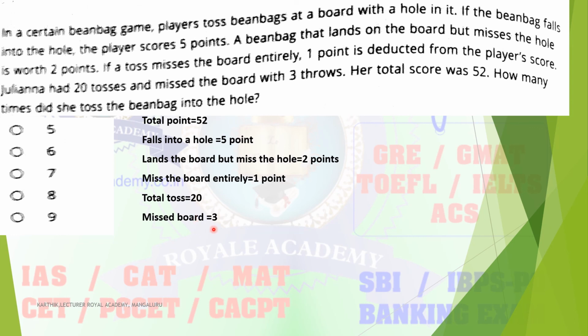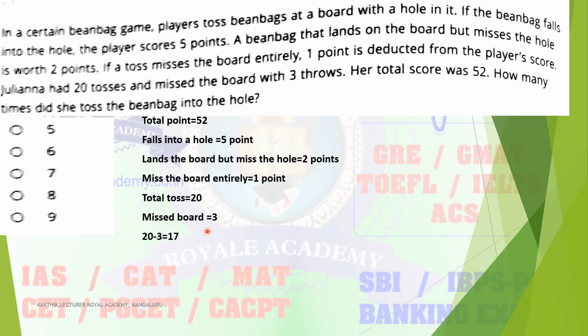Then miss the board is how much? 3 times. So how much score is deducted? 3 score. Why? Because 1 point is deducted if it is missed board entirely. So entirely board is how much? 3 times is already missed. So that 3 point is already deducted.